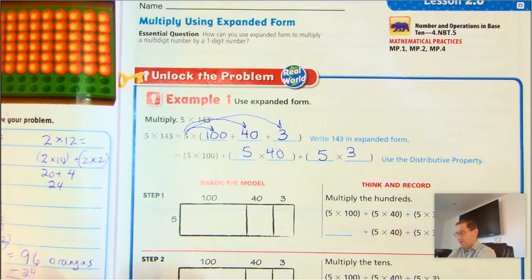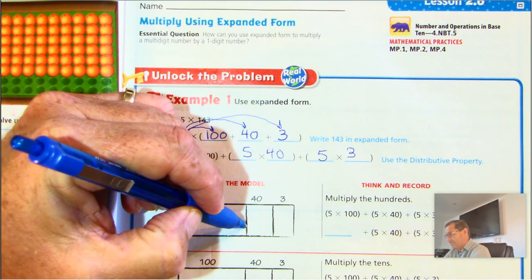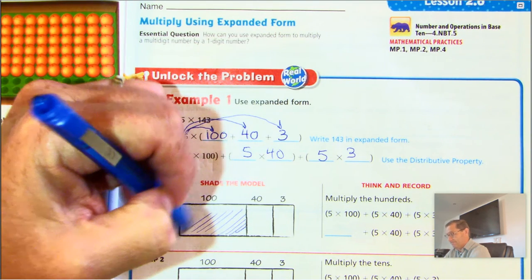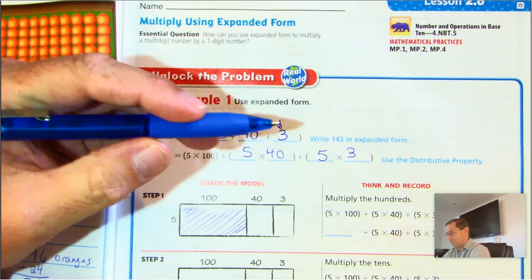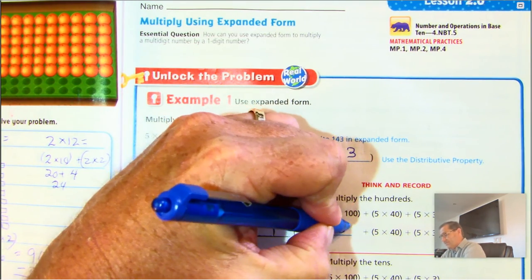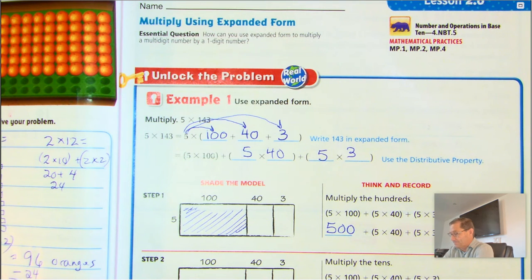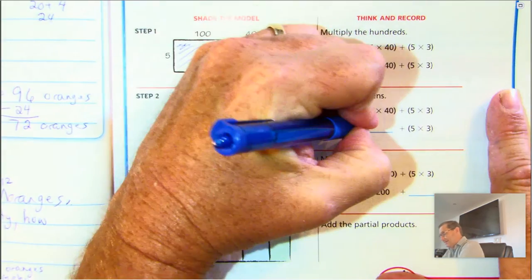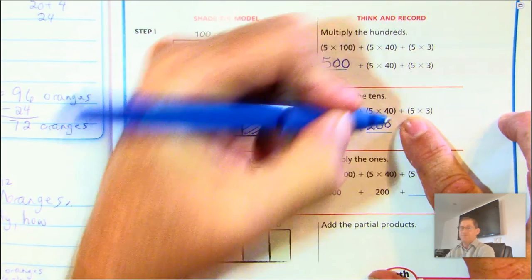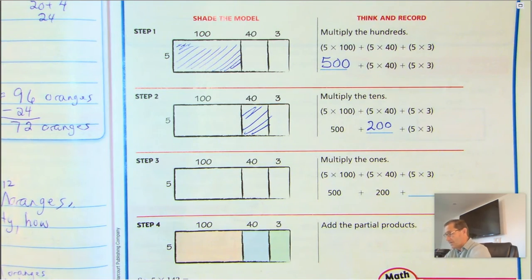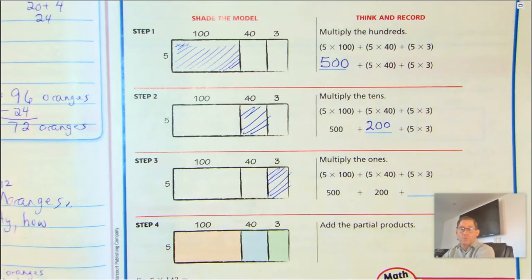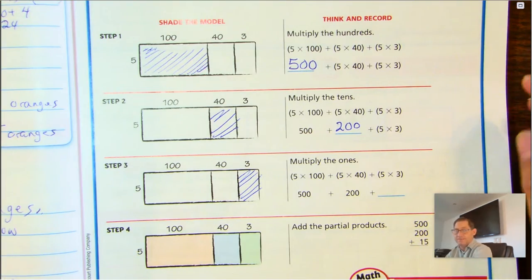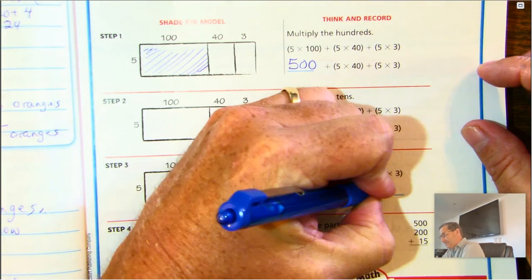And so step one, shade the model. So we have 5 times 100, which is 500. Step two would be 5 times 40. And we know 5 times 4 is 20. And we're going to put the 0 from the 4 tens. And then we're going to multiply the 3 ones. So 5 times 3 is 15.